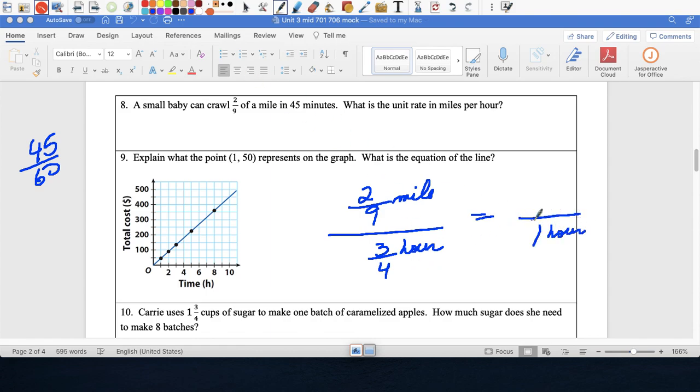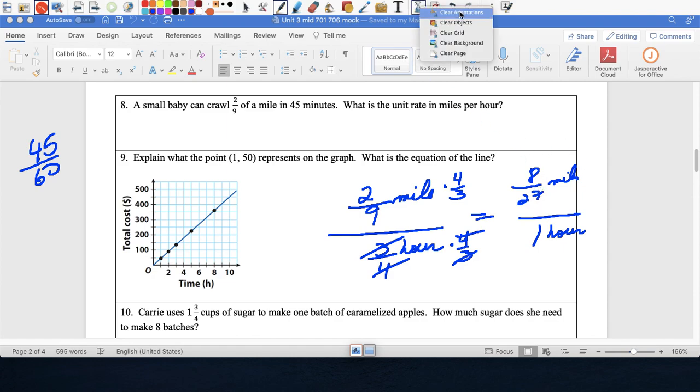Now, how does 3/4 become 1? Well, times the reciprocal, which is the same thing as divided, right? We're dividing top and bottom by 3/4, but we're going to take it one step further and just write that it's the same thing as multiplying by the reciprocal. So there you go. All that simplifies to 1. On the top, yeah, just 8 over 27 miles. The baby can crawl all this in 1 hour.